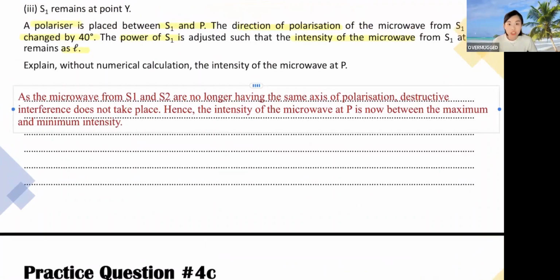Because my polarization is not changed by 180 degrees or 90 degrees, it's changed by 40 degrees. So your wave is kind of like slanted. So they won't have a region whereby it's maximum or minimum only, like they completely cancel or they completely add. It will be the in-between of maximum and minimum.